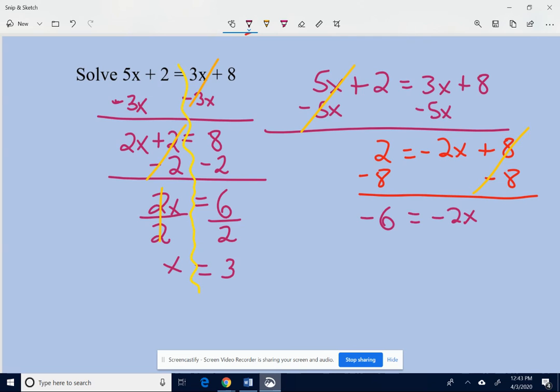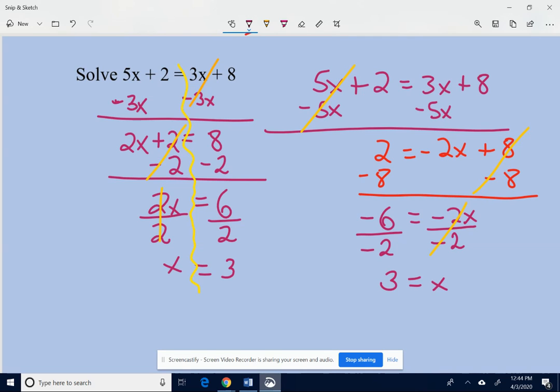Now we need to get rid of the number multiplied to x, which is a negative 2. So I need to divide each side by a negative 2. The negative 2's go out on the right. And on the left, we have negative 6 divided by negative 2 is a positive 3. Signs are the same, so it's positive. You see that? We get the same answer.